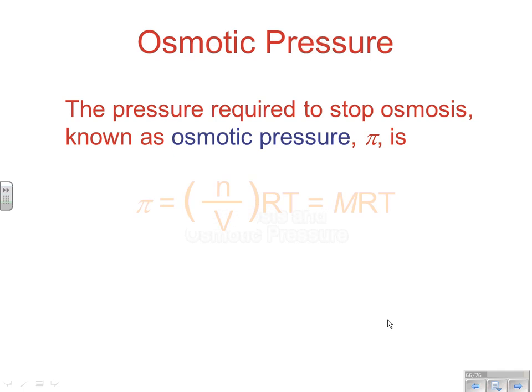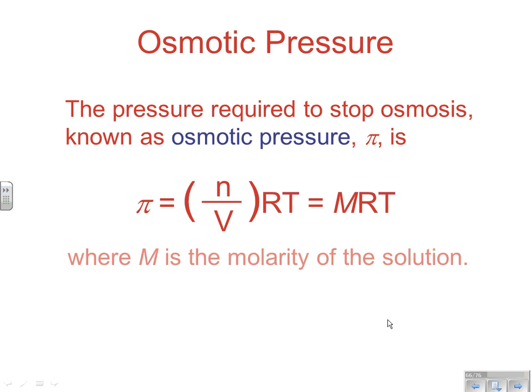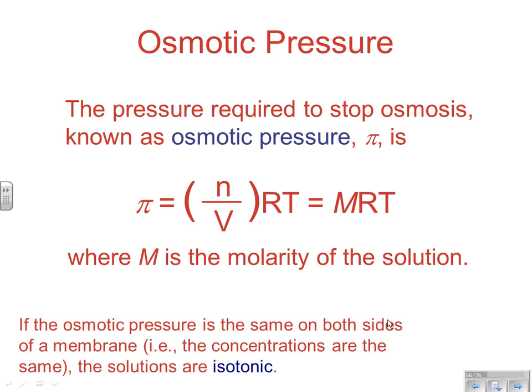Now the equation for osmotic pressure, how much pressure do we actually have to apply to prevent osmosis from occurring, is known by this equation. Osmotic pressure, which is the symbol pi here, equals n over V times RT. Well, n over V would be molarity. So osmotic pressure really equals MRT, where M is the molarity of the solution. Now, if osmotic pressure is the same on both sides, that basically means that the concentrations are going to be the same, and there isn't going to be any movement across the membrane, and that's known as an isotonic solution.